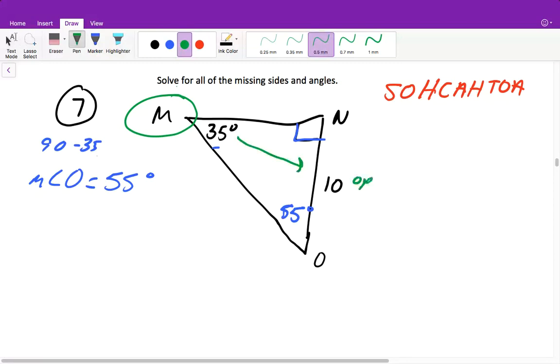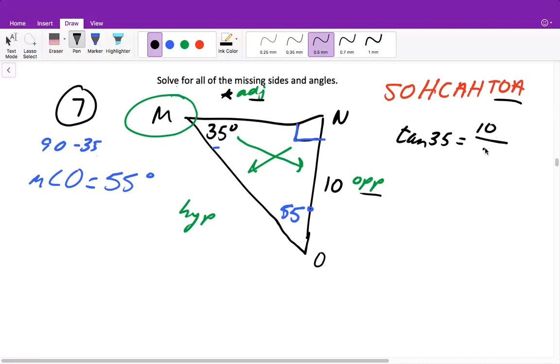So this will be opposite. This will be our hypotenuse. And this will be our adjacent. Decide which one you want to solve for first. I'm just going to solve for my adjacent first. If I'm solving for my adjacent and I'm given my opposite, that means I'm going to use tangent. So I will say tangent of 35 is equal to our opposite 10 over our adjacent, which is what we're solving for.